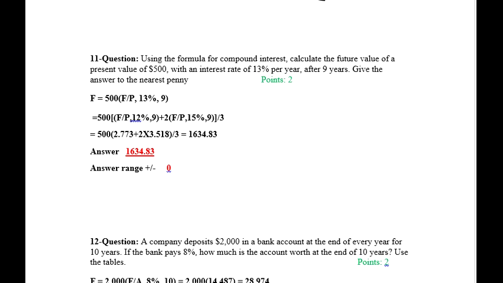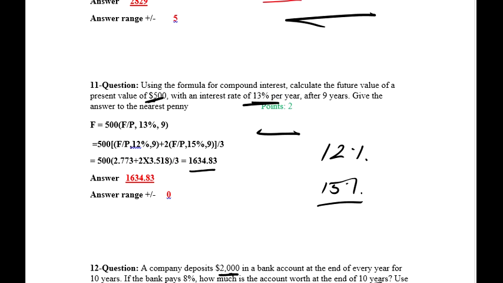Question 11. Using the formula for compound interest, calculate the future value of a present value of $500 with an interest rate of 13% per year after 9 years. Give the answer to the nearest penny. If you have seen, you do not have any 13% table in the back of your text. So what you can do is take the two nearest percentage values and take the average of those. So you have been given here a present value of 500 at an interest rate i of 13% and n of 9.